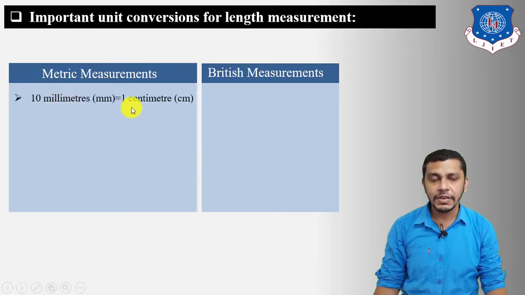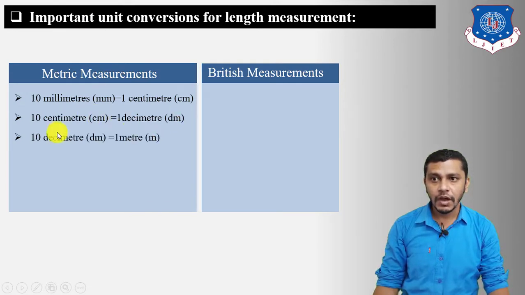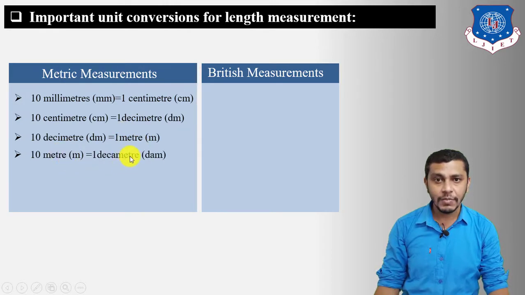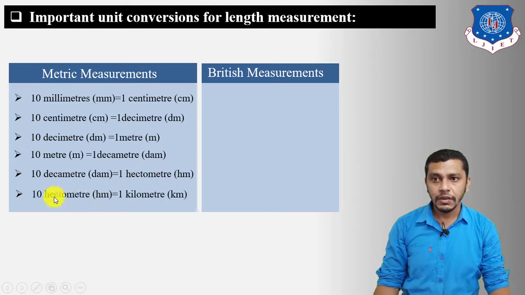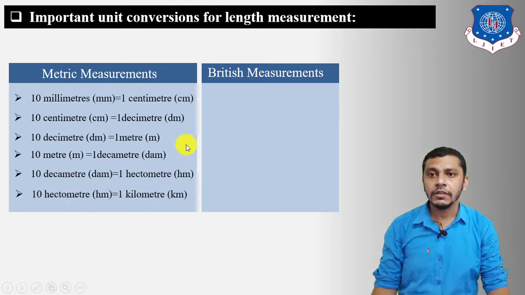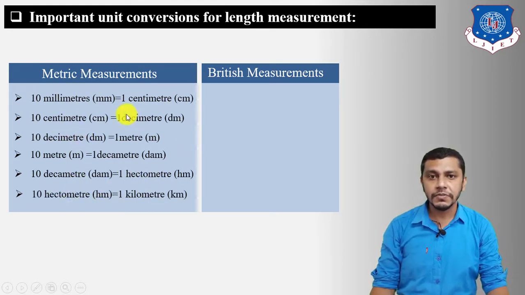For example, 10 millimeter is equal to 1 centimeter. So what about 10 centimeter? 10 centimeter will be equal to 1 decimeter. Now 10 decimeter is equal to 1 meter. 10 meter is equal to 1 decameter. 10 decameter is equal to 1 hectometer. 10 hectometer is equal to 1 kilometer. All these units are consecutive units. Consecutive means millimeter, centimeter, decimeter, meter, decameter, hectometer, kilometer.